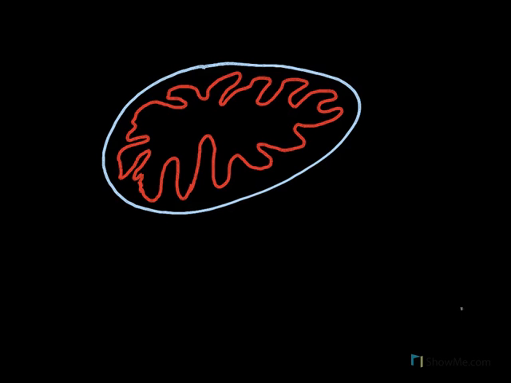Okay, so in this video, we're just going to talk a little bit about the mitochondria and about the electron transport chain in general. So the mitochondria is an organelle that we see in aerobic organisms, and it's going to be involved in oxidative phosphorylation in the electron transport chain.